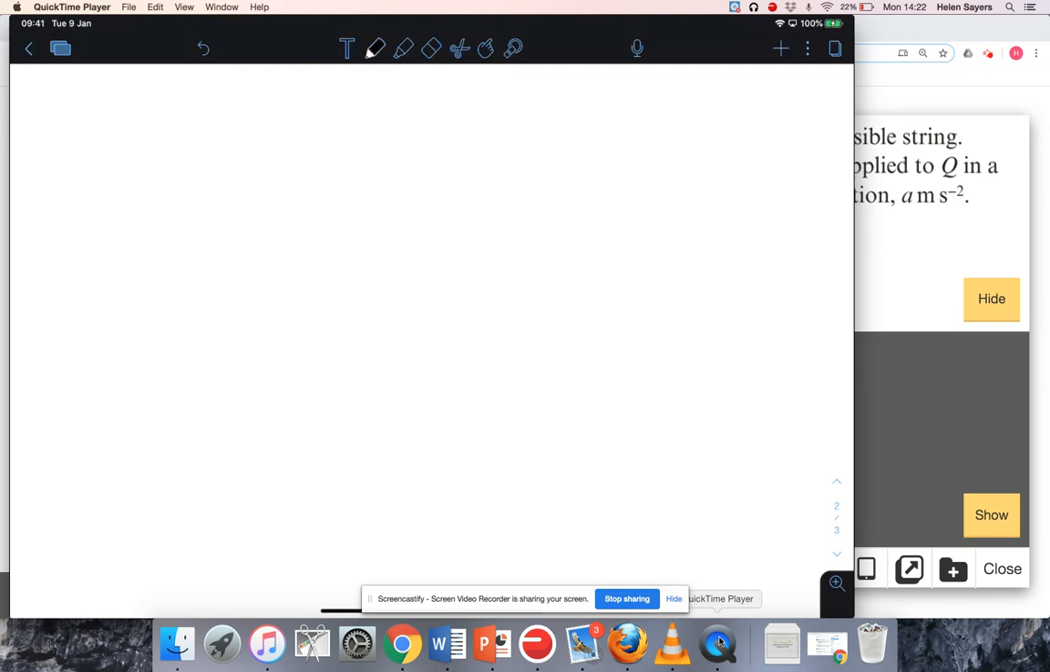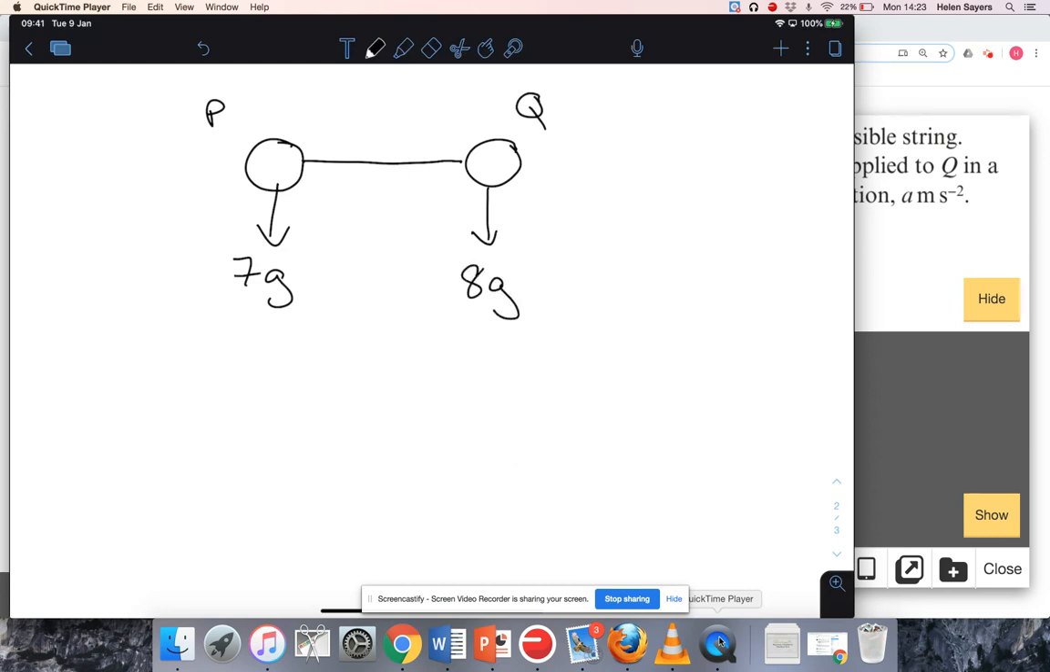So in question 3, there's my two particles, they're attached by a light inextensible string. I've got particle P and particle Q. P has a mass of 7 kilograms, so that means a weight of 7g. And Q has a mass of 8 kilograms, so a weight of 8g. And obviously that's not 8 grams, that's 8 multiplied by g, which we take to be 9.8 in maths.